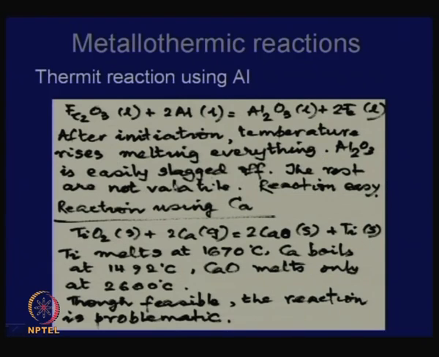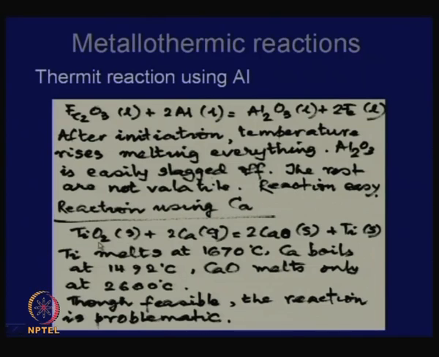Now, in this case, as I have shown here, after initiation temperature rises enormously to melt everything. Al2O3 can be easily slagged off, meaning if you put some flux, it will go out very easily, and the rest are not volatile. So, the reaction is easy, but sometimes even such reactions are okay in theory, and there are a lot of problems in practice. For example, suppose you want to reduce solid TiO2 by calcium. This reduction needs high temperatures where calcium becomes a gas. So, the reaction has to be written like this.